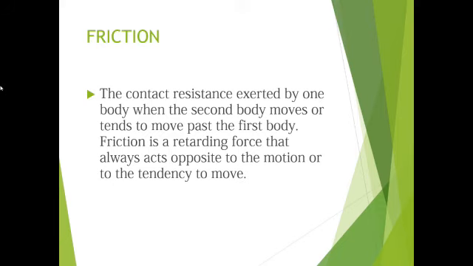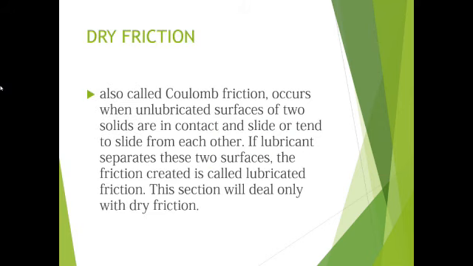So, friction, the contact resistance exerted by one body when the second body moves or tends to move past the first body. So, types of friction. Here are some types of friction. So the first one is the dry friction, also called Coulomb friction, occurs when the unlubricated surfaces of two solids are in contact and slide or tend to slide from each other. If lubricant separates these two surfaces, the friction created is called lubricated friction. This section will deal only with dry friction.